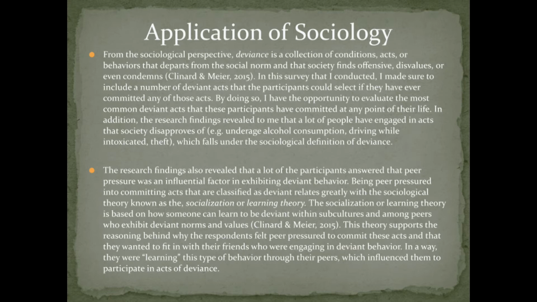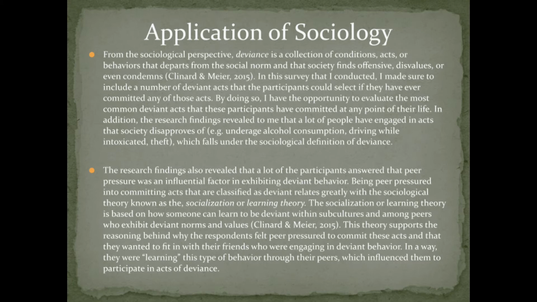In addition, the research findings revealed to me that a lot of people have engaged in acts that society disapproves of. For example, underage alcohol consumption, driving while intoxicated, and theft, which falls under the sociological definition of deviance. The research findings also reveal that a lot of the participants answered that peer pressure was an influential factor in exhibiting deviant behavior. Being peer pressured into committing acts that are classified as deviant relates greatly with the sociological theory known as the socialization or learning theory.